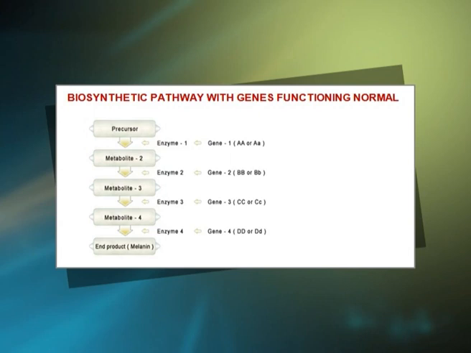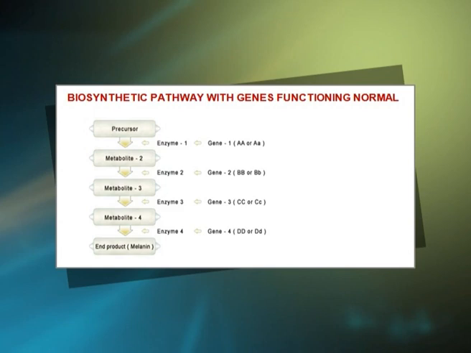The precursor is converted into metabolite 2 only by the action of enzyme 1, and for the production of enzyme 1 the genotypic composition should be either capital A capital A or capital A small a. The conversion of metabolite 2 to metabolite 3 occurs with the help of enzyme 2. The enzyme 2 is synthesized only when the genotype is capital B capital B or capital B small b.